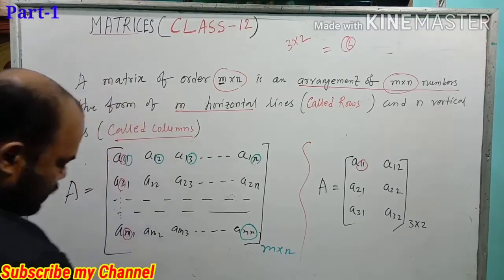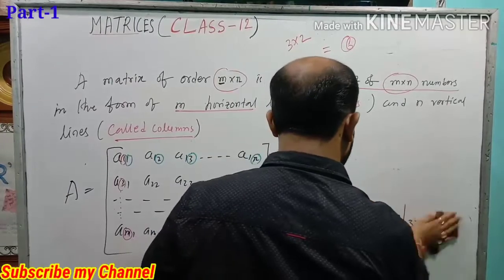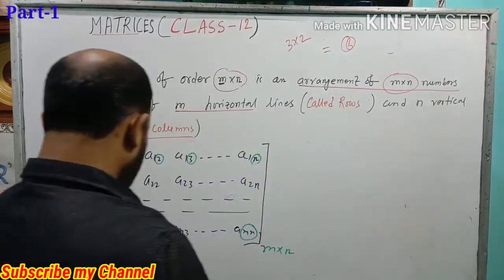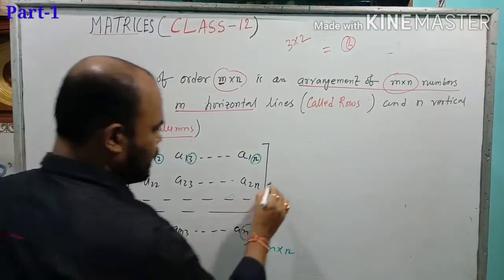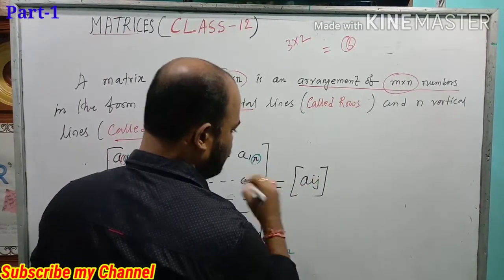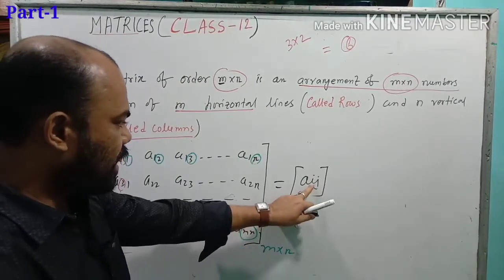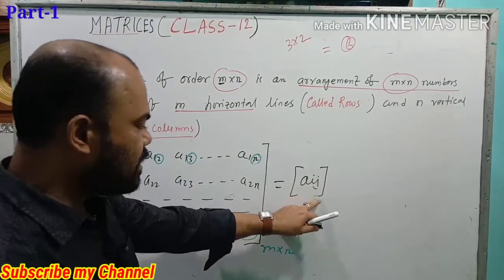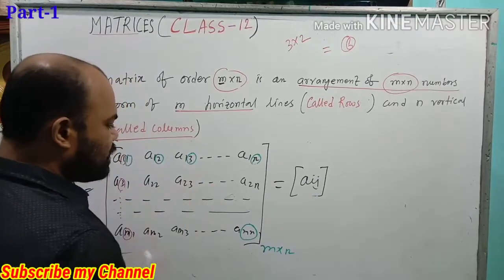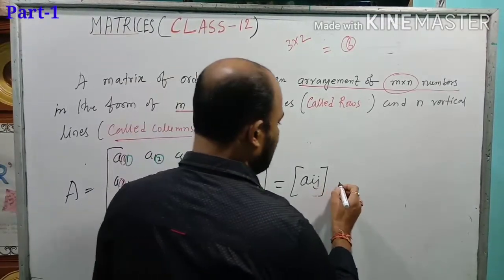So this is the most general form of a matrix. There is a short way to represent this matrix. In short form this matrix is represented as Aij. Here i indicates the number of rows and j indicates the number of columns. For this matrix, what is the number of rows? There are m rows.